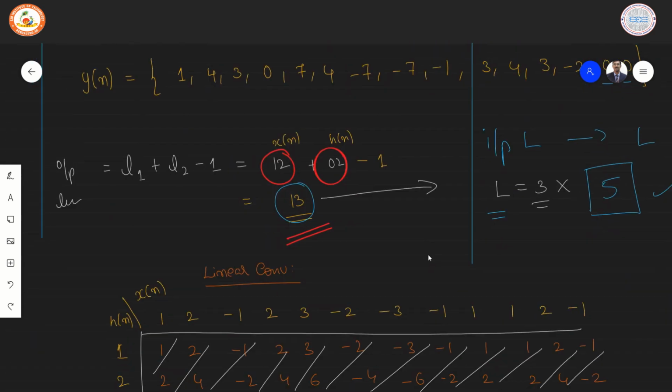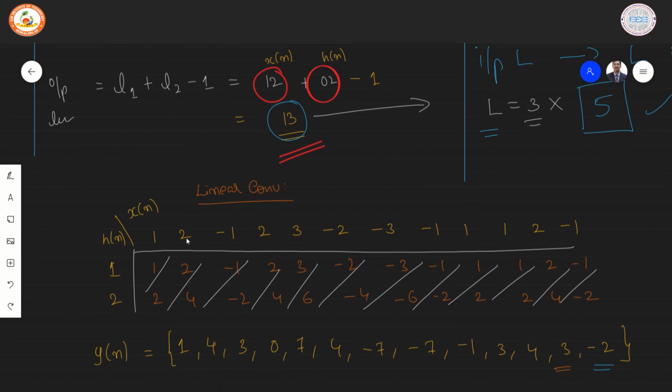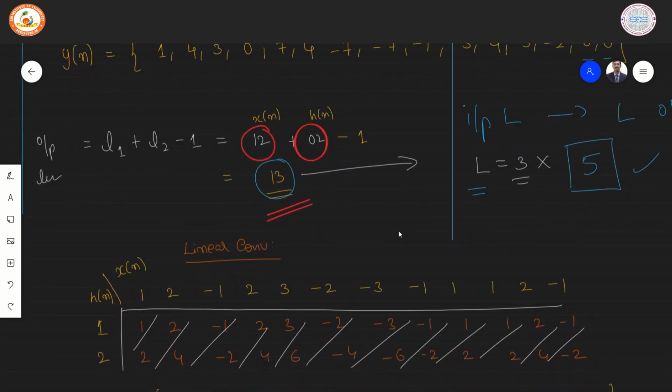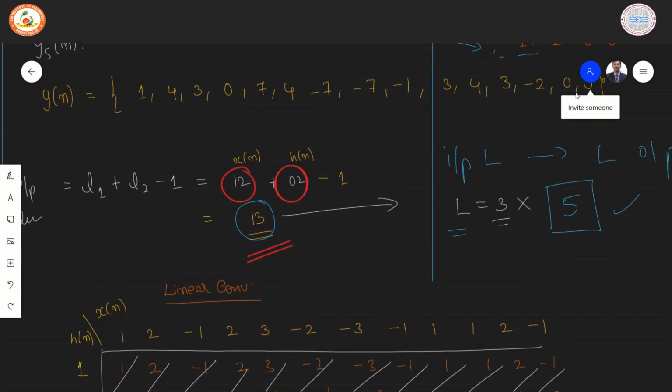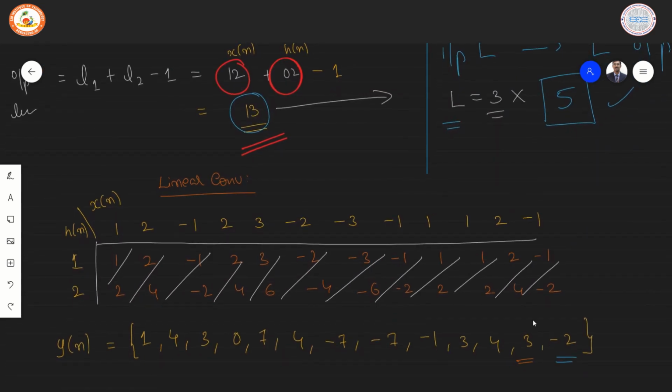The output can be easily checked by computing the linear convolution between x of n and h of n by using a tabular method as shown here. The verification shows that the answer is right. Whatever you calculated, the answer is matching. The last 2 points here are 0. It is not going to affect the answer, but the rest of the points answers are exactly the same.